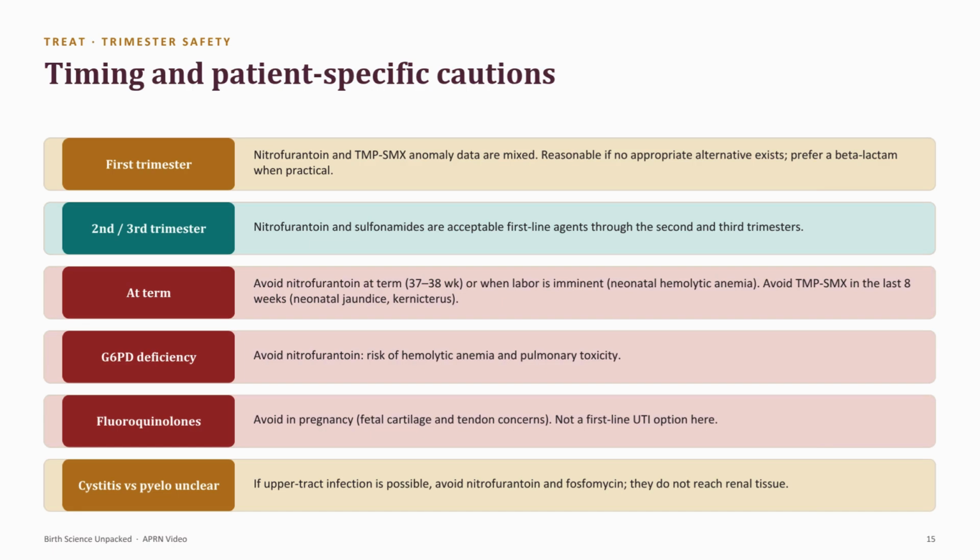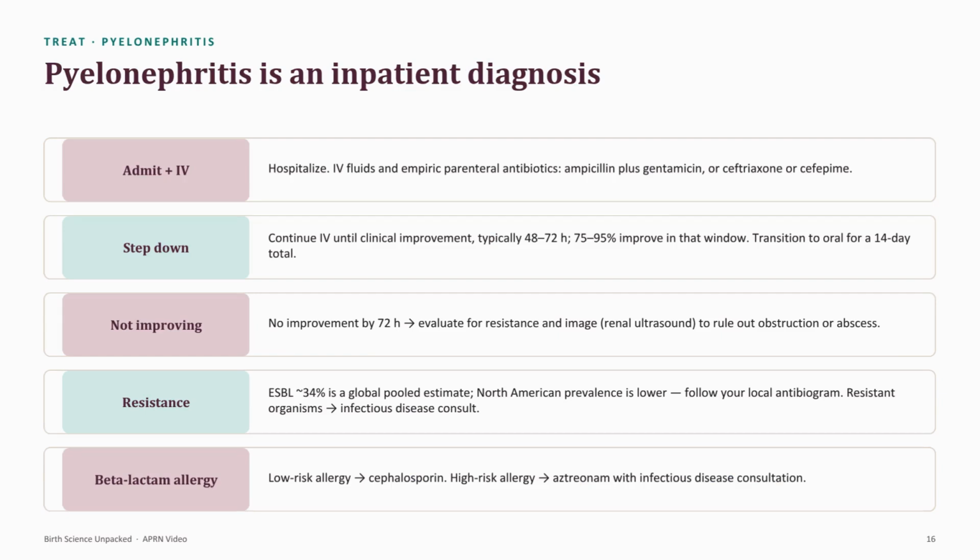Avoid fluoroquinolones in pregnancy because of fetal cartilage and tendon concerns. And if you cannot tell cystitis from pyelonephritis, skip nitro and fosfomycin because they do not penetrate kidney tissue. Pyelonephritis is managed inpatient, so admit, hydrate, and start IV antibiotics, usually ampicillin plus gentamicin or ceftriaxone or cefepime.